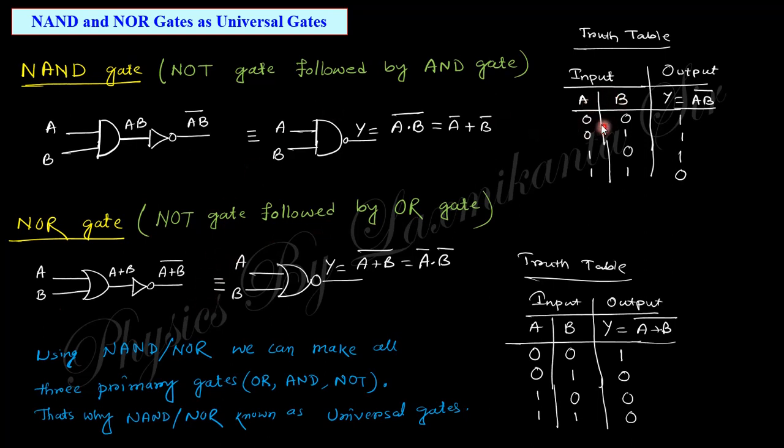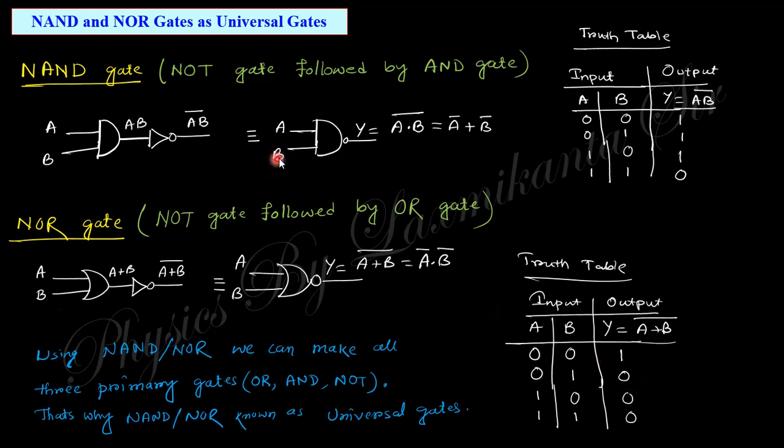In the output, you can see if this is 0 0, then 0 into 0 is 0, complement 1. 1 0 gives 0, complement 1. 0 1 gives 0, complement 1. 1 1 gives 1, complement 0. Similarly for this one, this is a sum and then complement. 0 plus 0 is 0, complement 1. 0 plus 1 is 1, complement 0. 1 plus 0 is 1, complement 0. 1 plus 1 is 1, complement 0.